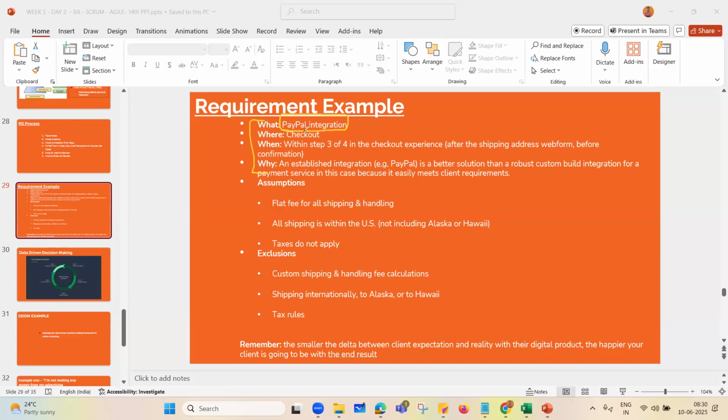What do you read here, everyone? PayPal. What is required? PayPal integration. I believe and assume that everyone knows PayPal, right? Quite famous in the USA, especially. Yes or no? Yes.